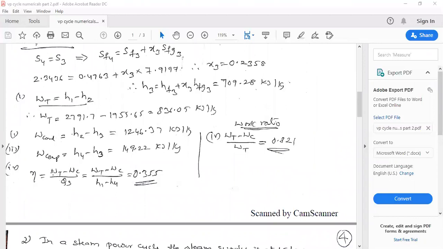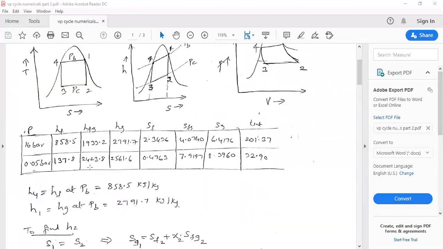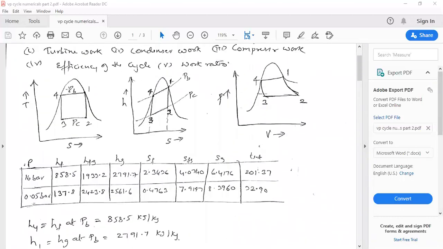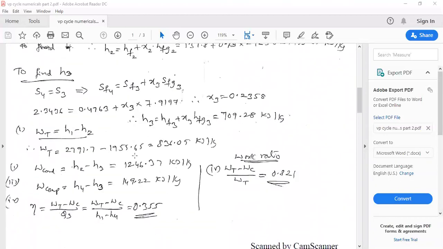Now, what is efficiency? Efficiency is equal to turbine work minus condenser work divided by heat supplied. What is heat supplied? Heat supplied will be in the boiler. So QS is nothing but H1 minus H4. And we get the efficiency as 35.5%.